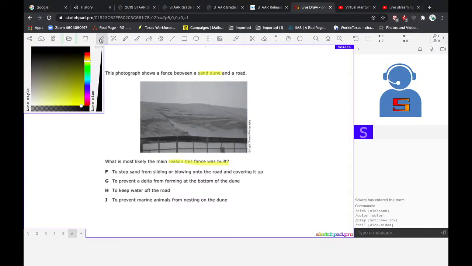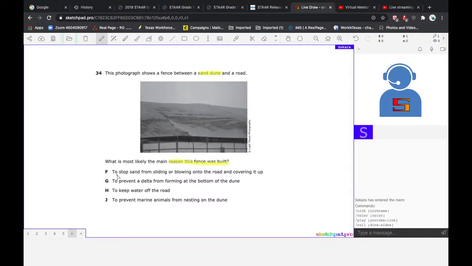Alright, option choice F. This says to stop sand from sliding or blowing onto the road and covering it up. Okay, let's think about sand dunes. Sand dunes are shaped and moved by wind, which could move the sand onto the road. And this fence could possibly be helping to stop that sand from covering the road. So that could be the correct answer.